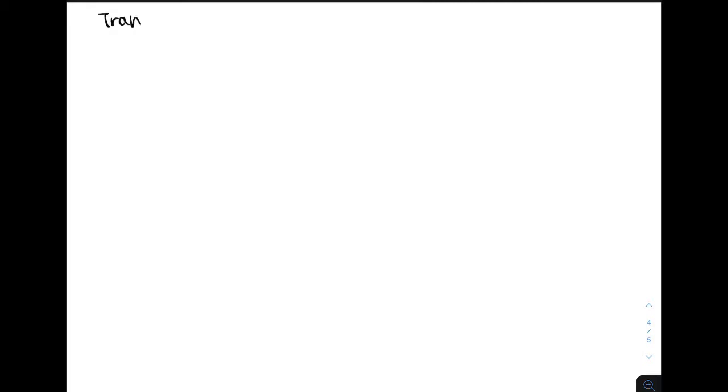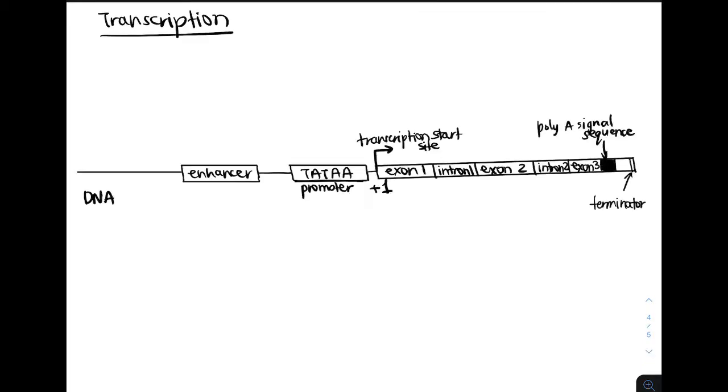Let's now dive into transcription. This is our DNA strand with several important components. Before the promoter is upstream, and everything after the promoter is downstream. Our promoter consists of a TATA box, which has multiple thymines and adenines. This is where RNA polymerase will attach in order to begin transcription.